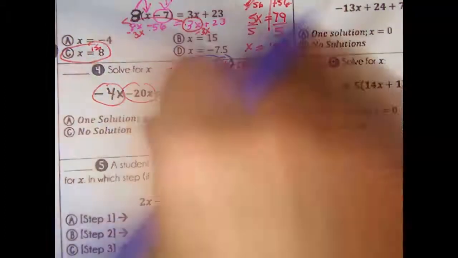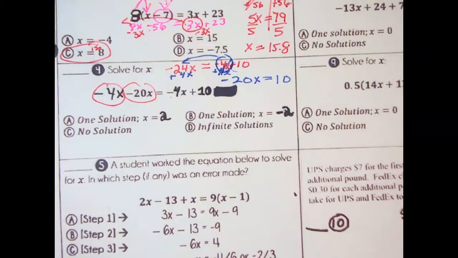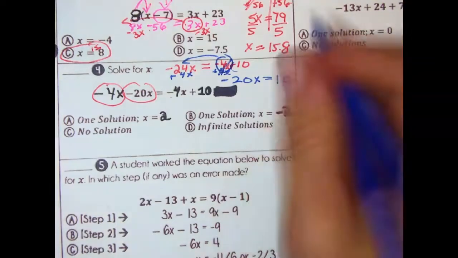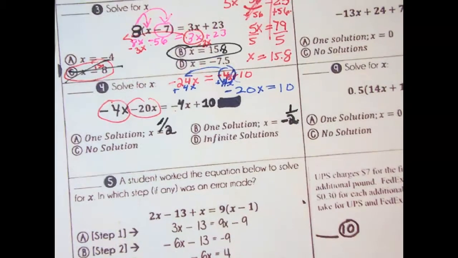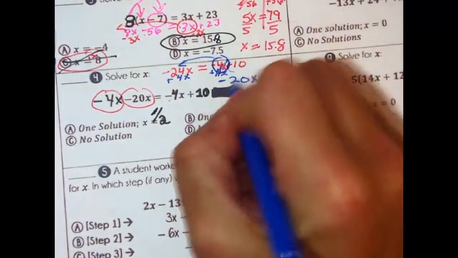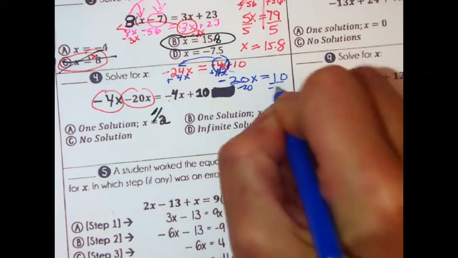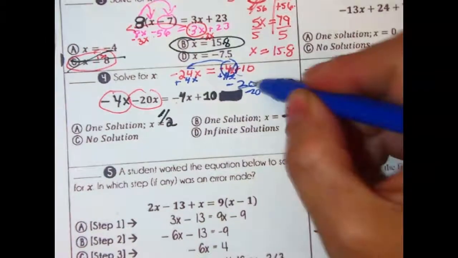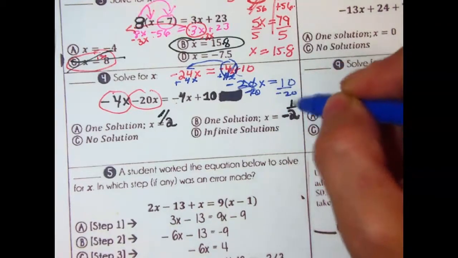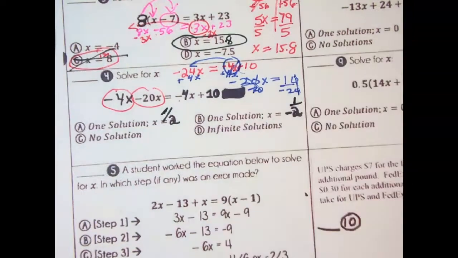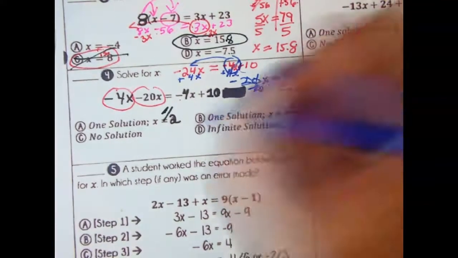I'm bringing my work down over to the side just because there's more room for me to show you each step. And then I do my last step, which is to get this over here. So I'm dividing both sides by this negative 20, divided by negative 20. That gets the x by itself. And then I just simplify. So 10 divided by negative 20 in my calculator, or if you know the trick with the zeros, you can cross it off. So your answer is, it's one solution because it's negative 1/2.